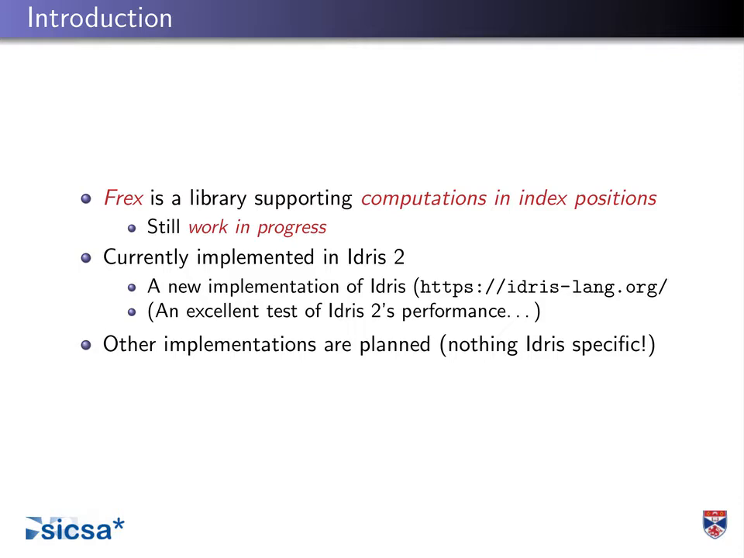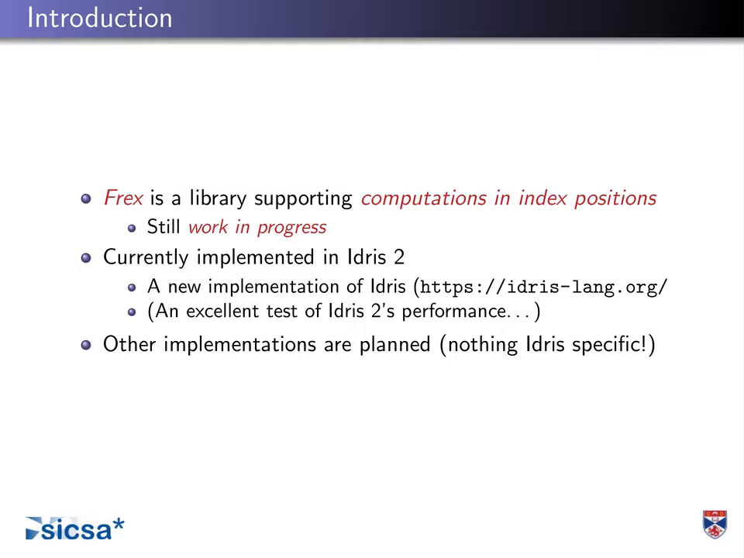So it's about supporting computations in index positions in data types. If you've done much dependently typed programming, you'll see that this is the kind of thing that comes up quite regularly. And you end up having to prove some small lemmas or do some rewriting in the data types to show that the program that you want is a program that the machine should accept. You always feel that it's more work than it should be.